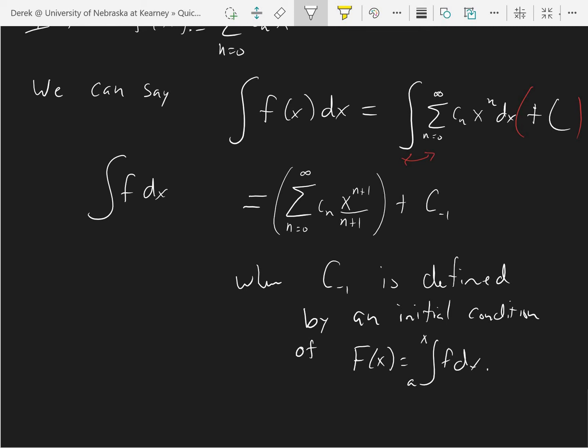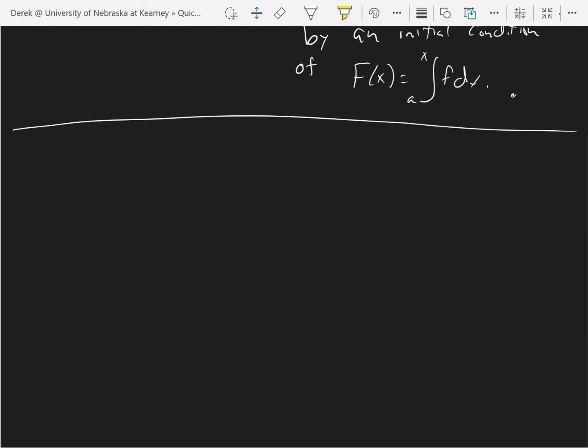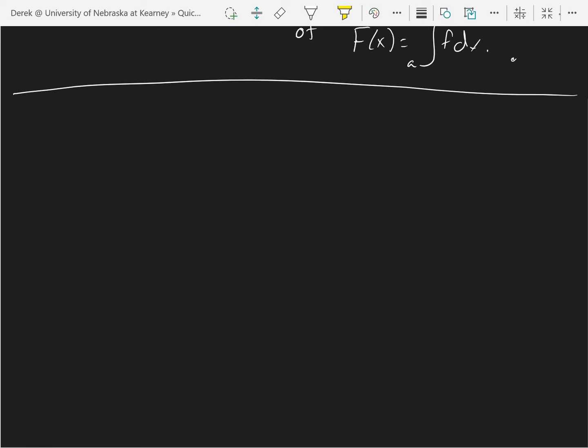Okay, so that's kind of the same thing as differentiation. I can differentiate term by term, or I can integrate term by term. Okay, so let's just see a simple example.